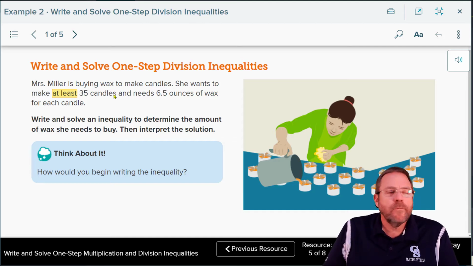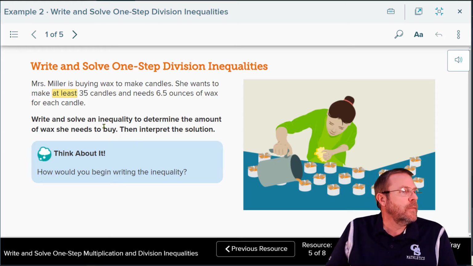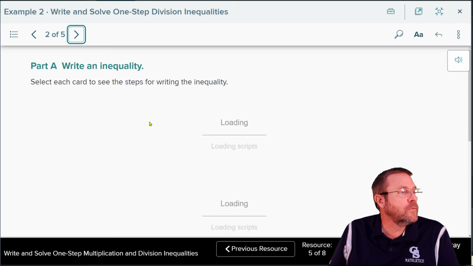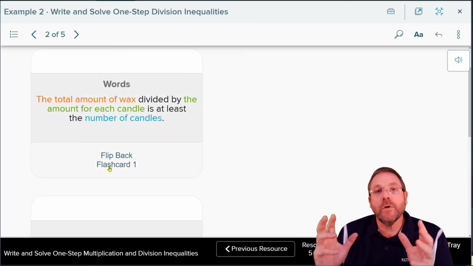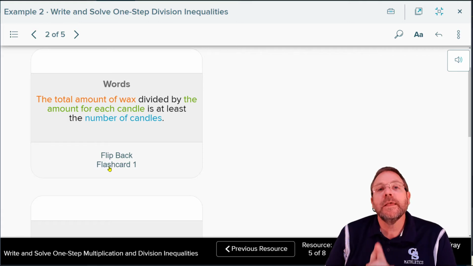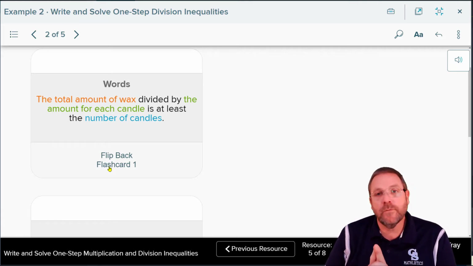Now taking our problem further, it also tells us that she needs 6.5 ounces of wax to make each candle. And it wants us to write and solve an inequality to determine the amount of wax she needs to buy and then interpret the solution. So let's get started. First off, we're writing the inequality in words. We know that the total amount of wax divided by the amount for each candle is going to be at least the number of candles needed.